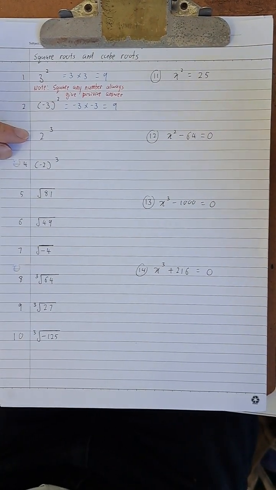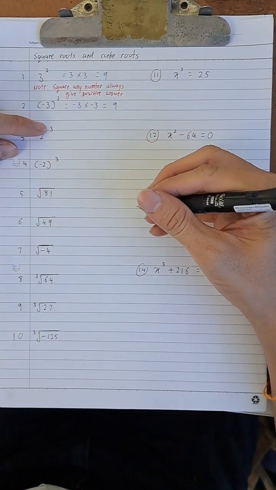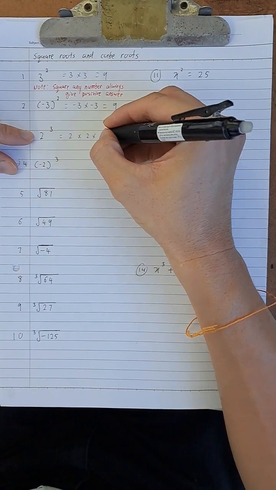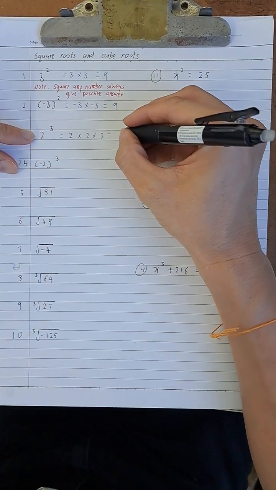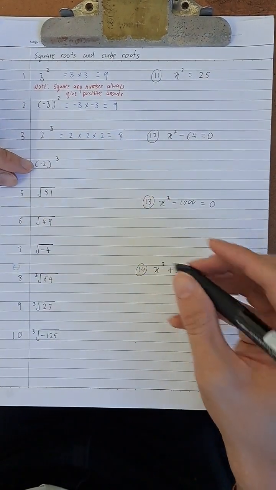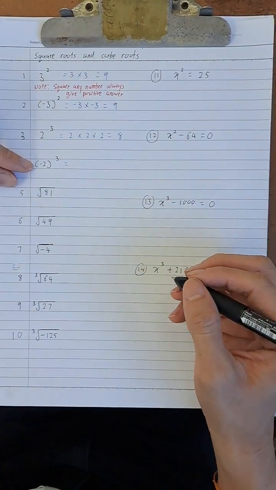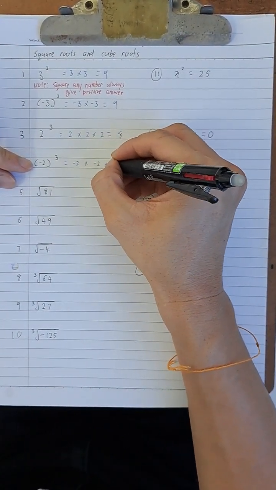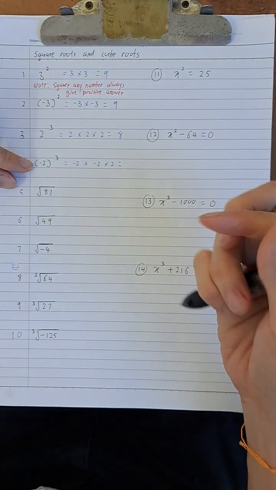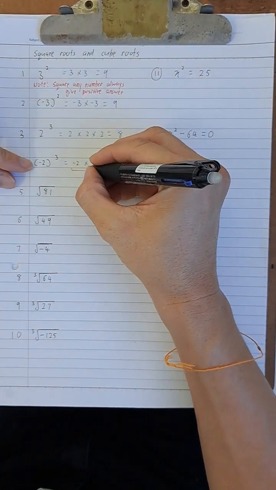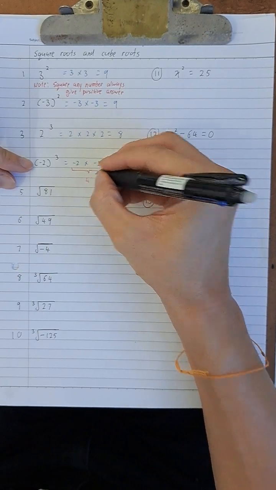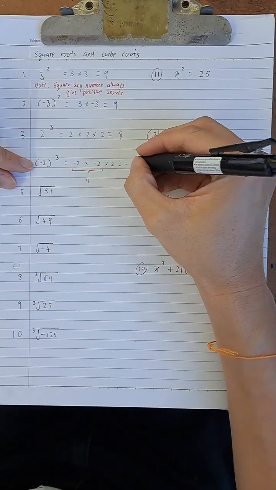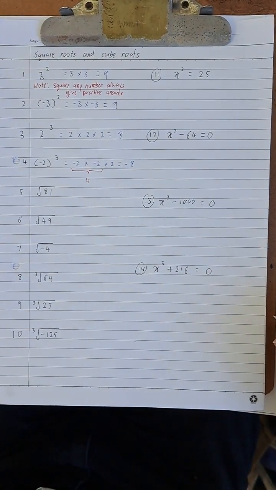Now, over here, 2 cubed, all right? So basically this means 2 times 2 times 2, and that will give us 8. Now for this case, it's negative 2 cubed, so it means negative 2 times negative 2 times negative 2. Now if you work this out one by one, we will find out that this and this will give us 4. 4 times negative 2 will give us negative 8 over here, right?